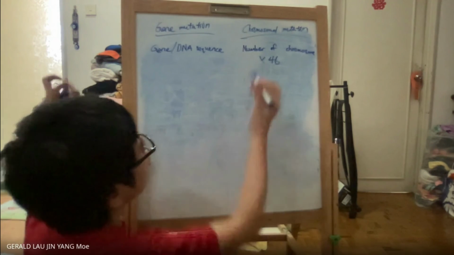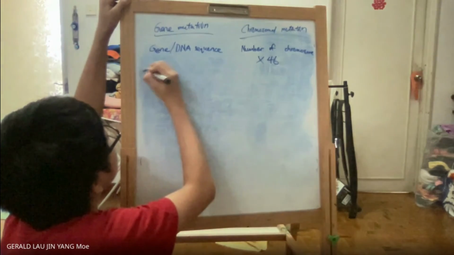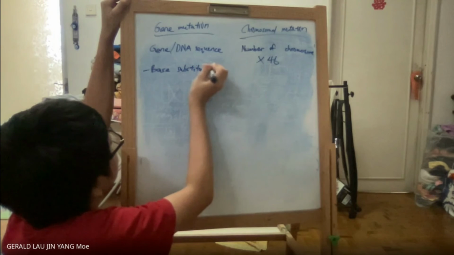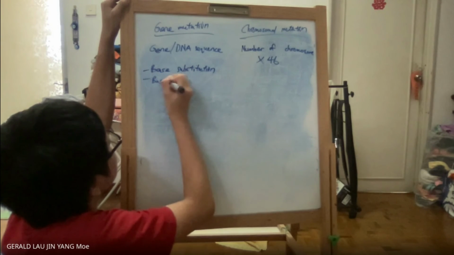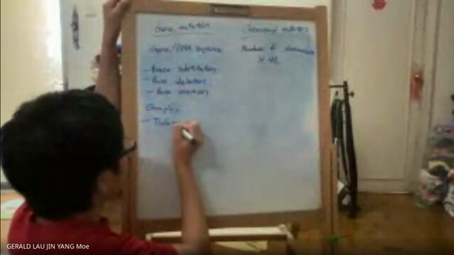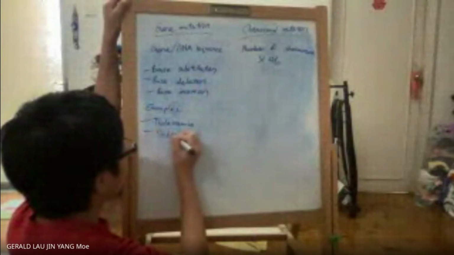Okay, so you have base substitution, base deletion, base insertion. Okay, and then examples. You have thalassemia, sickle cell anemia.